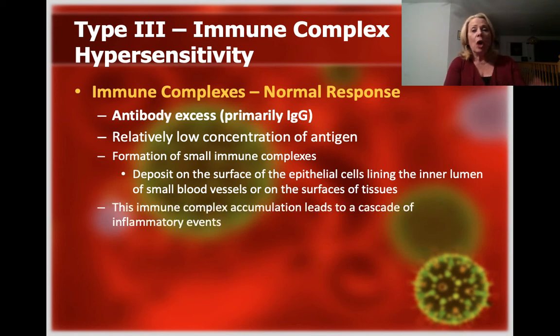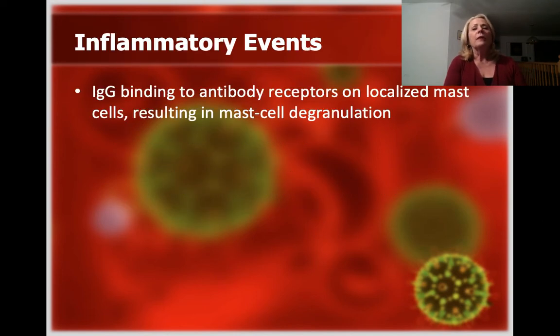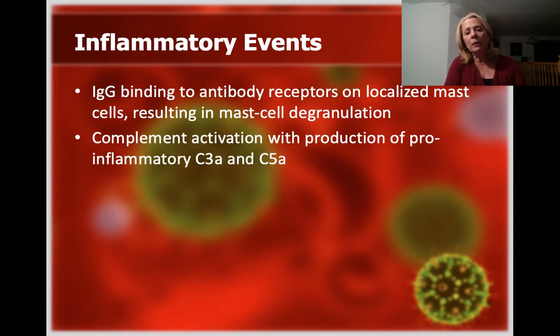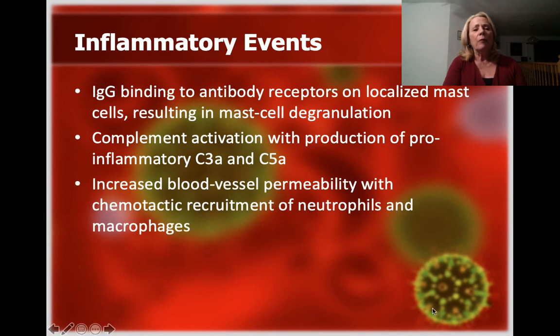So these immune complexes are going to accumulate, and then they can create an inflammatory response. In these inflammatory events, the IgG is binding to the antibody receptors on mast cells, and the mast cells degranulate. And of course you get the histamine and the leukotrienes. Then complement can also be activated for a pro-inflammatory response. By the way, C3a and C5a are some of the complement proteins. And you get increased blood vessel permeability, increased vasodilation, and then you see neutrophils and macrophages coming to that site.